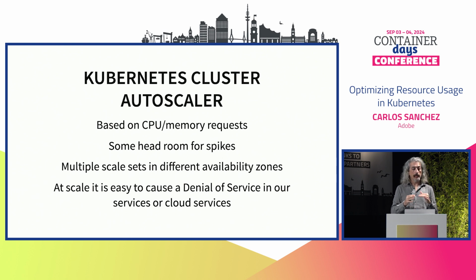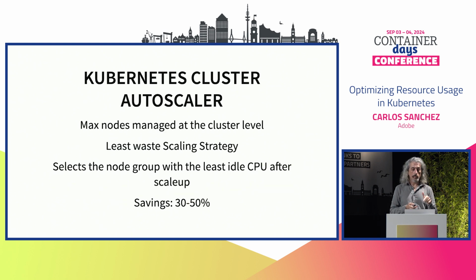When you are running at scale, it can be easy to cause a denial of service because you are requesting too many things and you may be getting throttled on the API servers. But that's what we do. We also set the max nodes at the cluster level because, if we make a mistake or something, we don't want the cluster to grow indefinitely. We use the least-waste scaling strategy, for bin packing, which tries to find the node group with the least idle CPU after scale up.